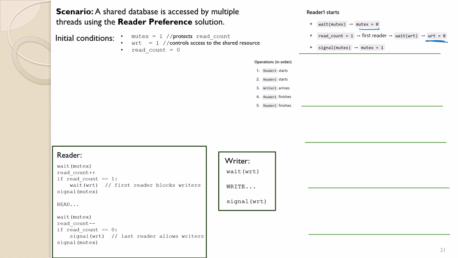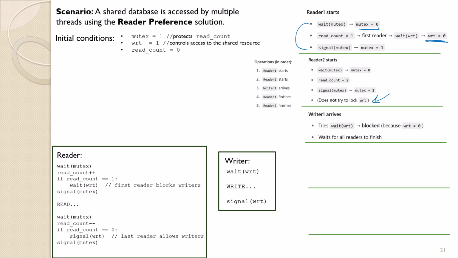Now it's going to signal this because it's going to go in and read now. So reader 1 is in there reading now. It just needed this mutex to change the read count. Now reader 2 comes in and it's going to change the read count to 2, and it does not need to try to lock WRT because it's already locked. And now the writer arrives, but it cannot get in there, so it has to wait.